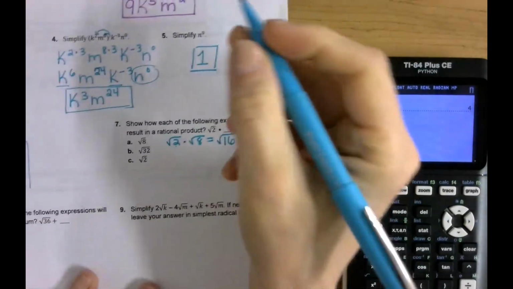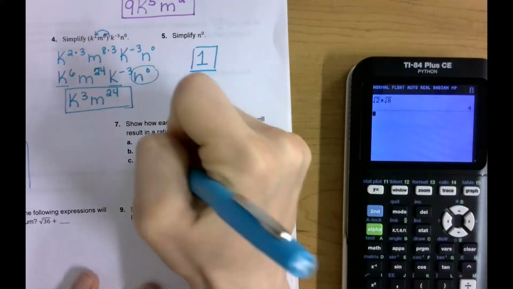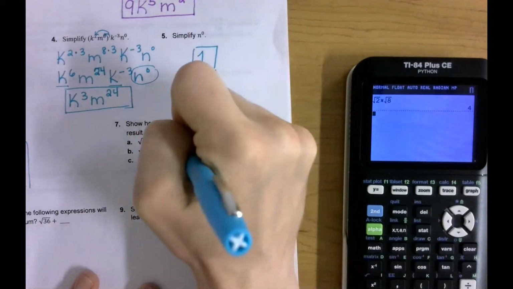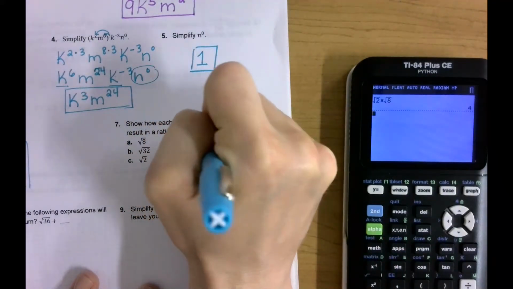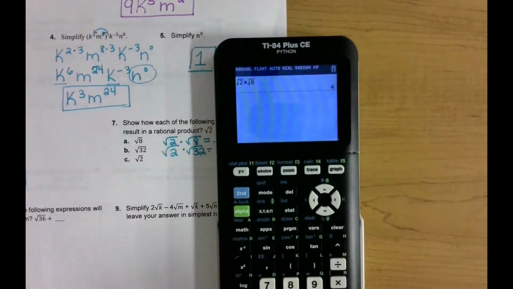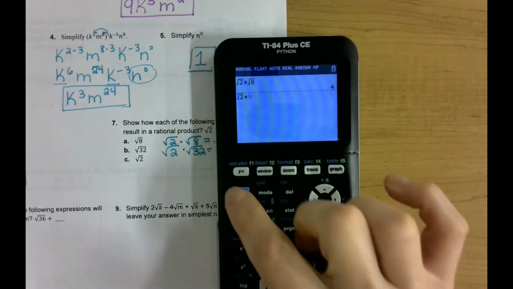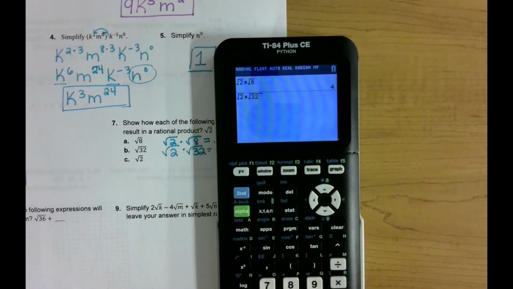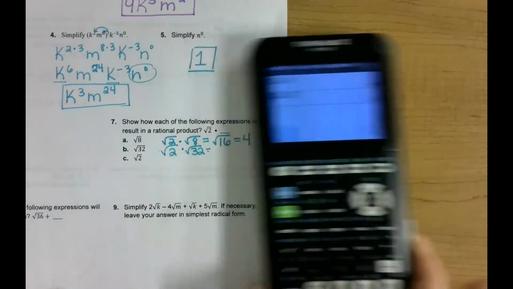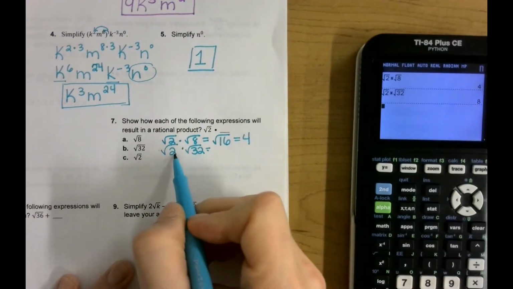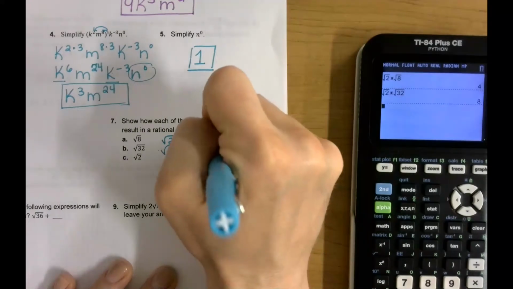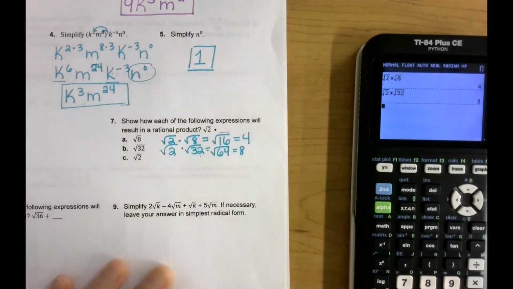Then let's see if the next one will. Square root of 2 times the square root of 32. Let's try it in the calculator. Second x squared 2, and use your right arrow, times second x squared 32 equals 8. And to break that down, 2 times 32 is 64, square root of 64 equals 8.